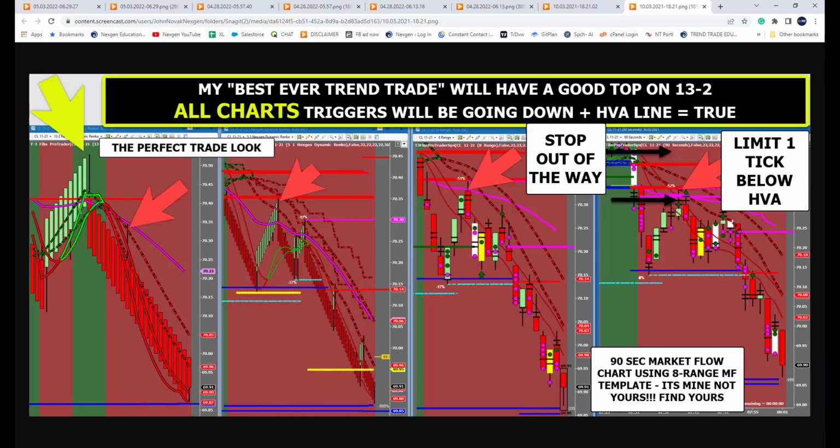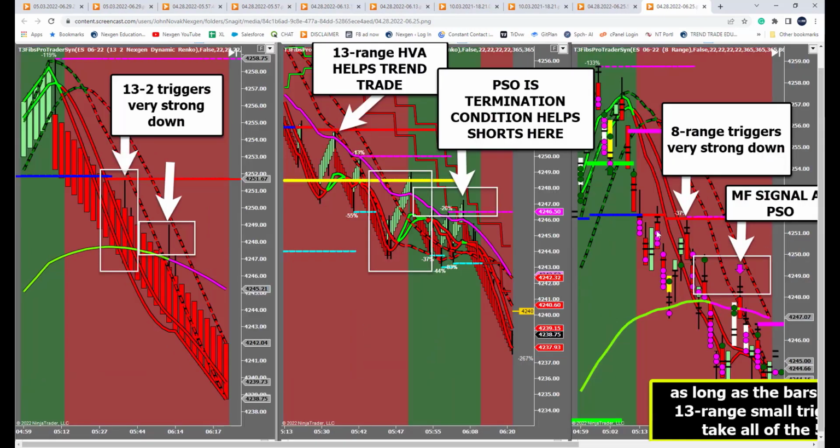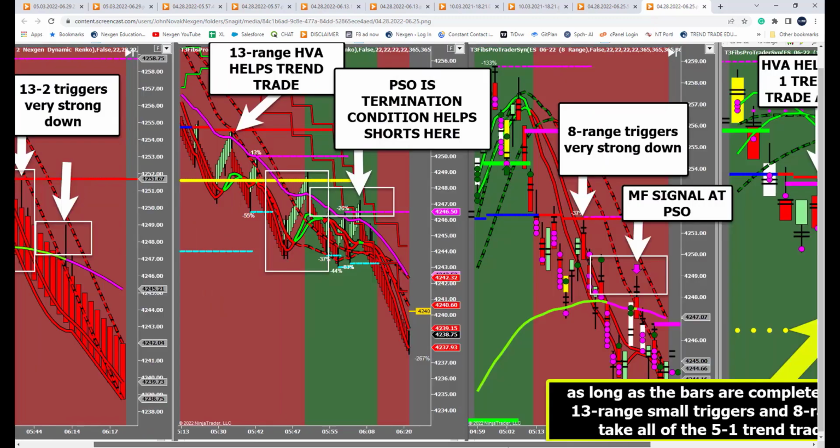I mean, that's the trade. I didn't make up anything new here. There's not much to talk about. We can look at more, but it's the same thing. If a high volume area helps with trend trades, great.